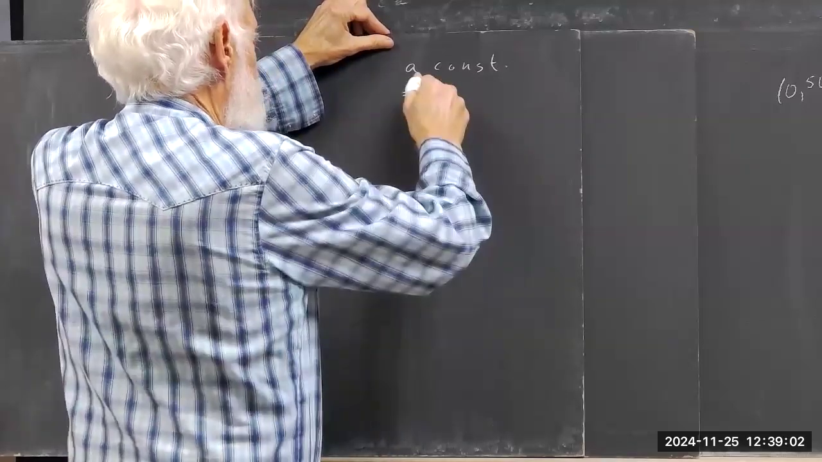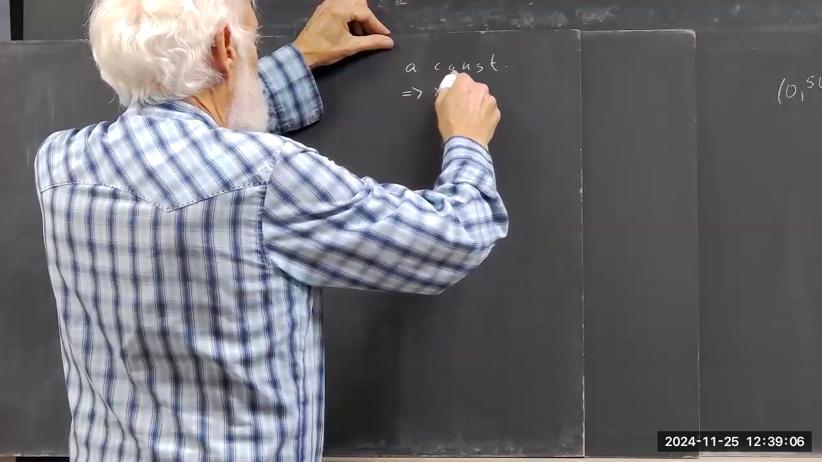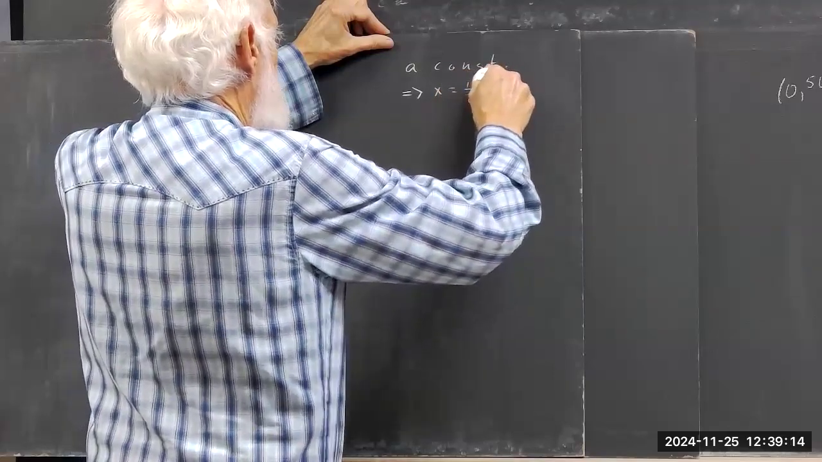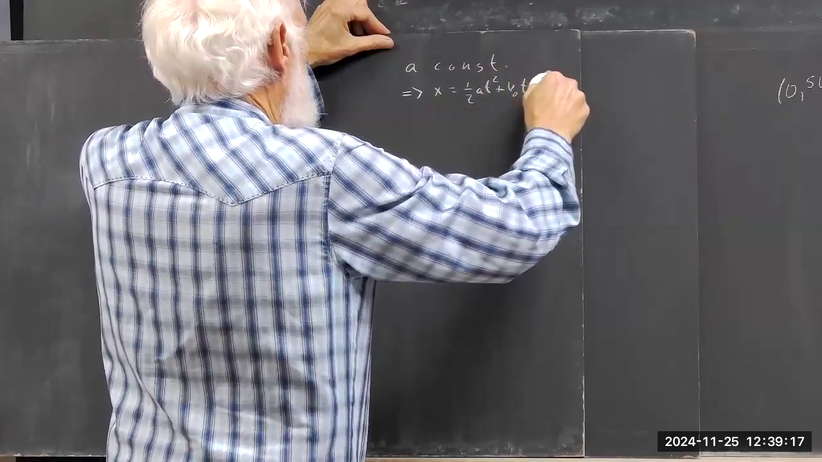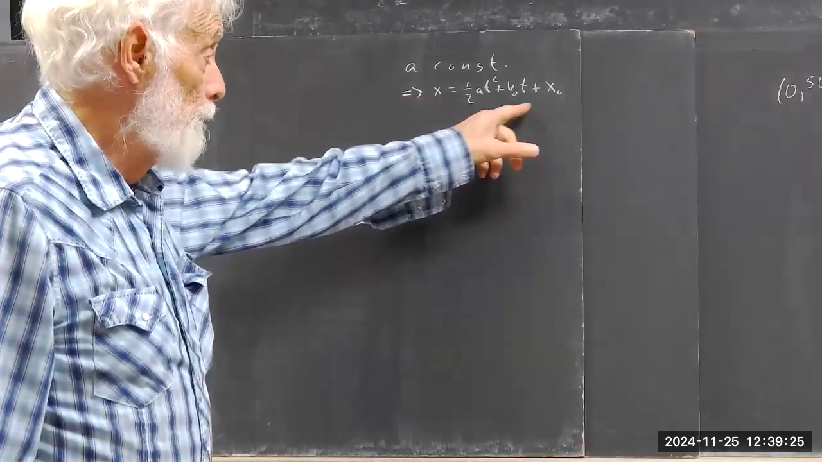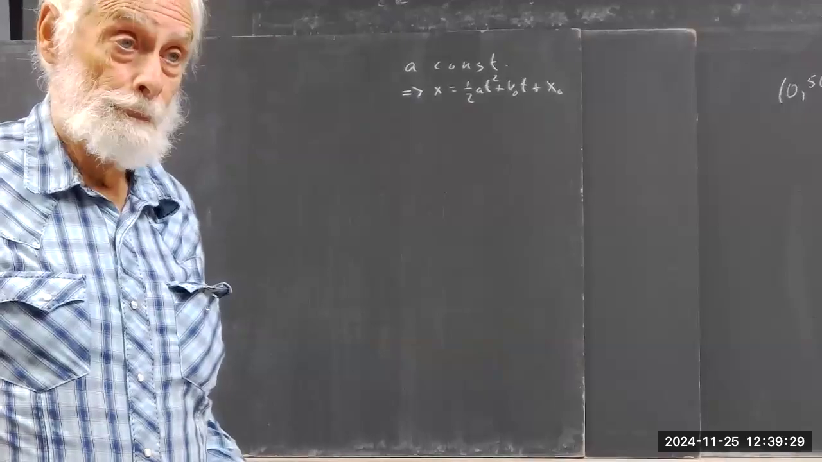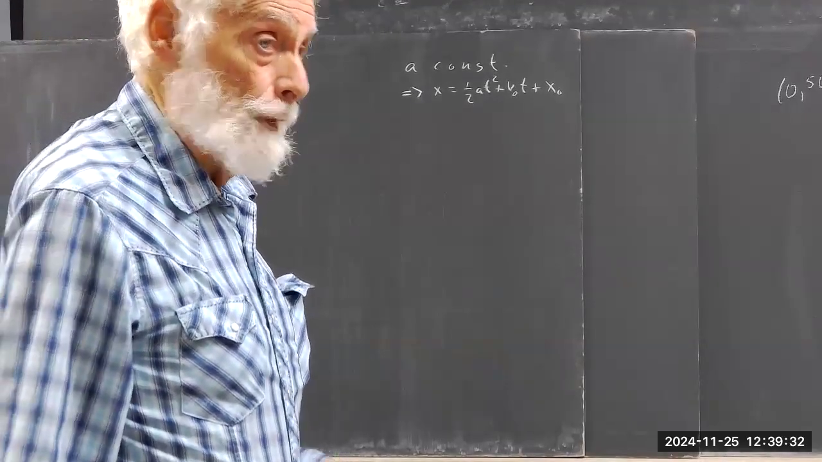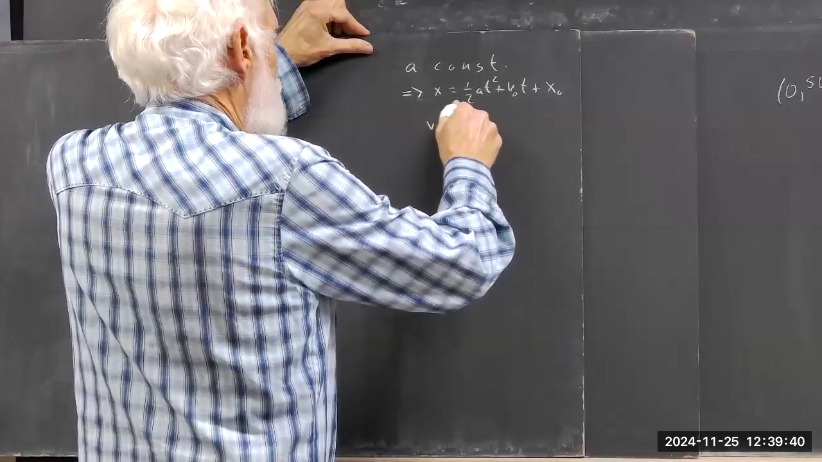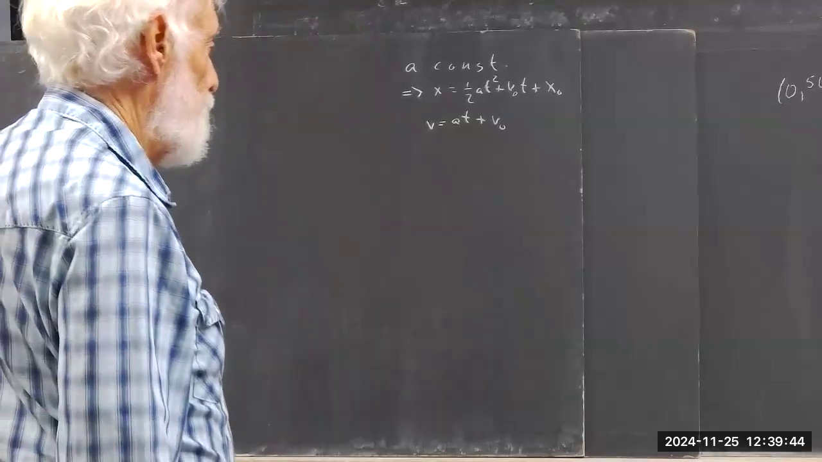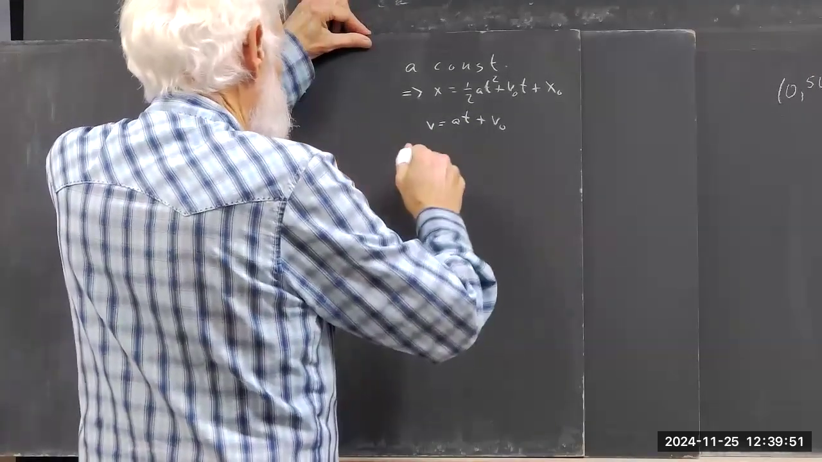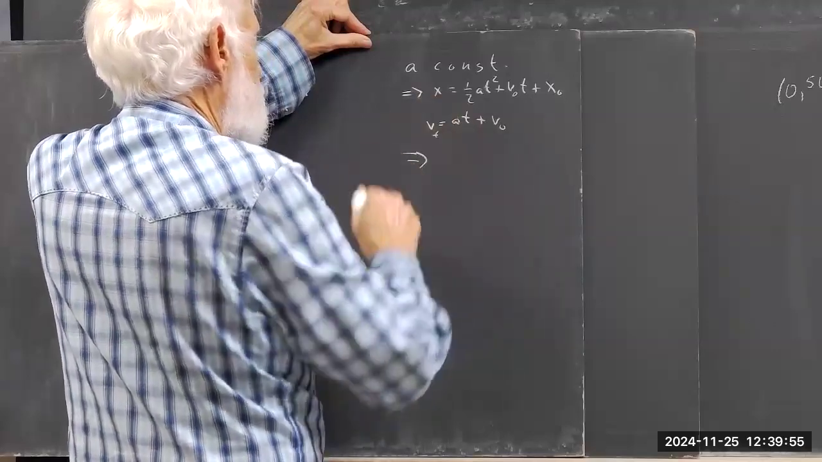Constant acceleration gives you this. Okay. That's a general form of the equation of motion for uniform acceleration. And also v equals at plus v naught. And we could say v of t, or we could say v sub f.